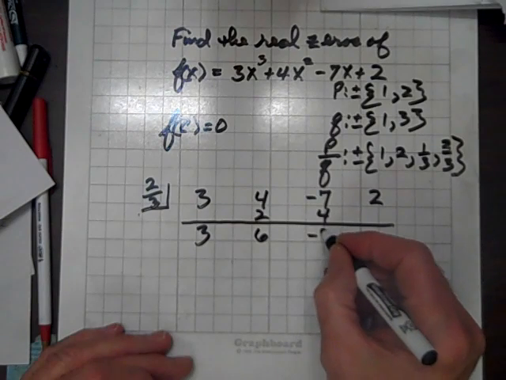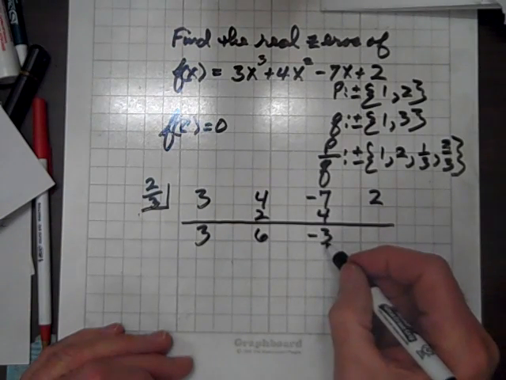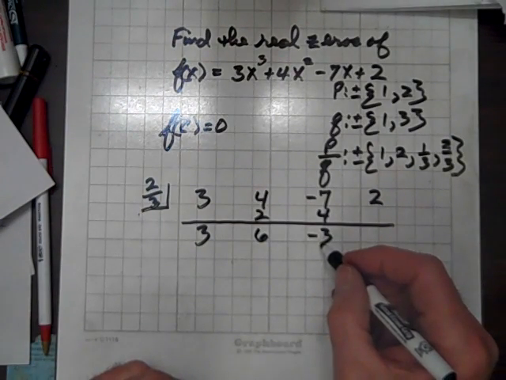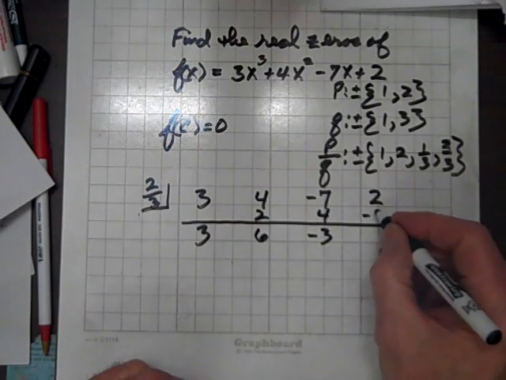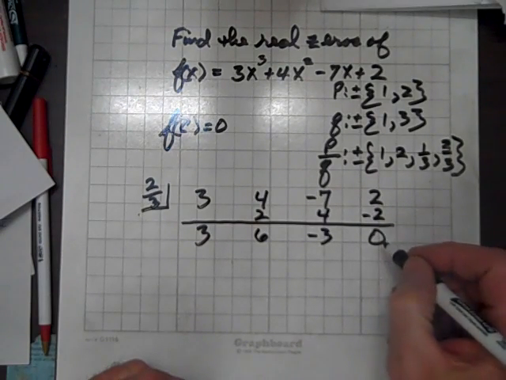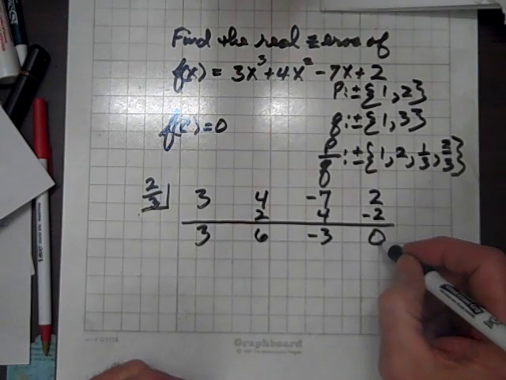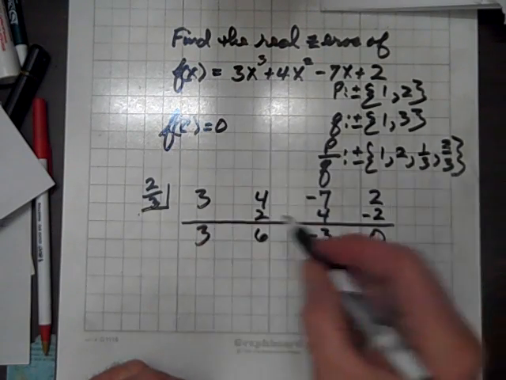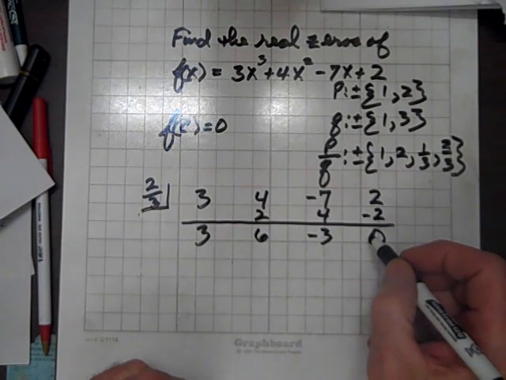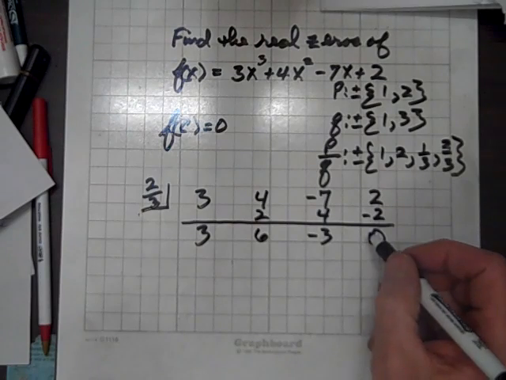Again, we'll add, we get negative 3. 2/3 times negative 3. The 3's divide out. Negative 1 times 2 is negative 2. There's our 0. Because the remainder is 0, that tells us that f of 2/3 equals 0. So 2/3 is a 0 of this polynomial.